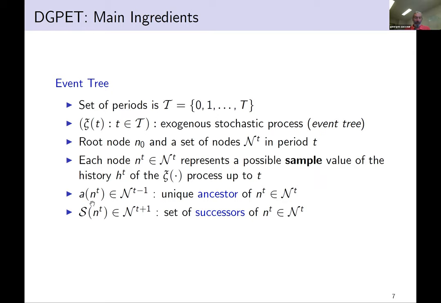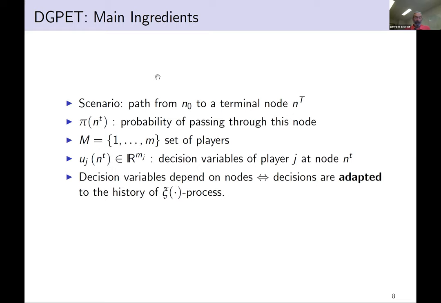I will be denoting by A(NT) the unique ancestor of node NT in the event tree, and by S(NT) the set of successors. Using the terminology in stochastic programming, a scenario is a path from N0 to a terminal node NT. And I will be denoting by pi(NT) the probability of passing through this node NT. So this is all that is needed to model the stochastic process itself.